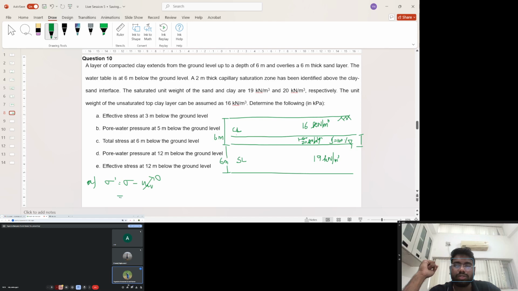So it is equal to the total stress. In this unsaturated zone, we can ideally assume it as dry. So it is 16 into the depth of 3 meters, which is 48 kilopascal. All right, so this is option A, the answer to question A.